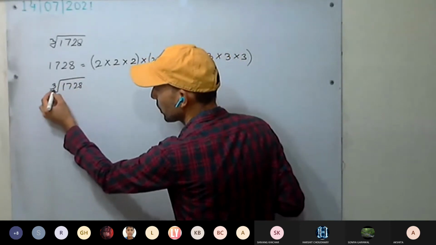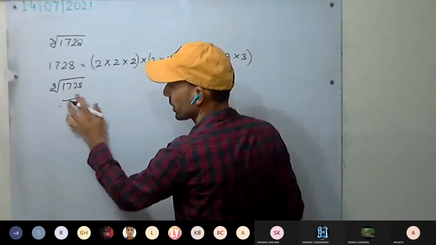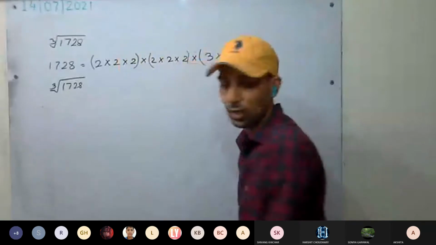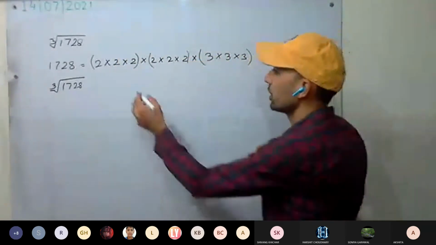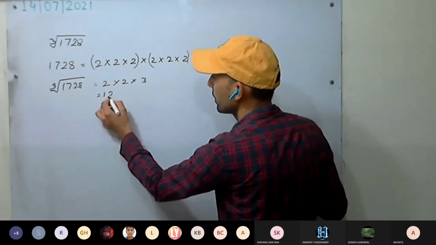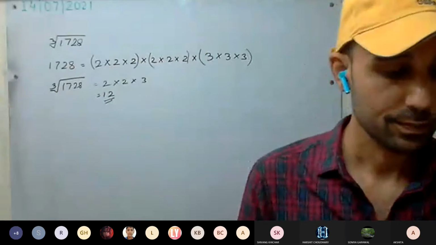So next step we can write cube root of 1728. Always see I'm writing the cube root here and then here. Like this you have to write. So from each triplet we'll take one factor out: 2 into 2 into 2 into 3. How much is it? 12. Okay. Do the next one.